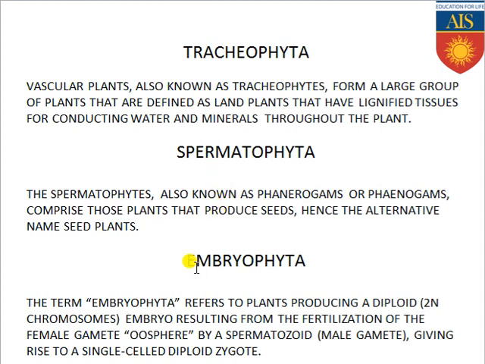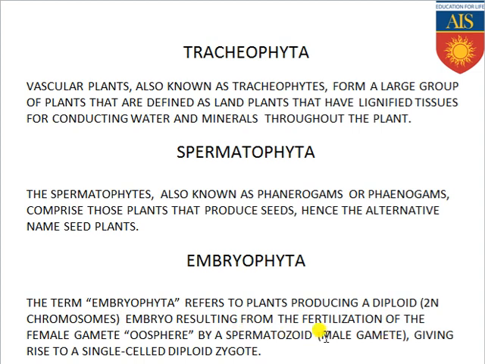Next, Embryophyta. What is Embryophyta? Embryophyta are plants which have an embryo or which produce the embryo. So they come within this category, that is Embryophyta. Keep it in your mind, Embryophyta refers to plants producing a diploid chromosome-containing embryo resulting from the fertilization of the female gamete, that is oosphere, by a spermatozoid, that is the male gamete.